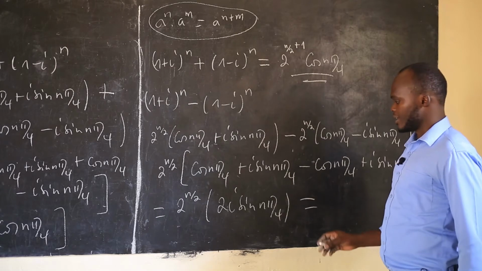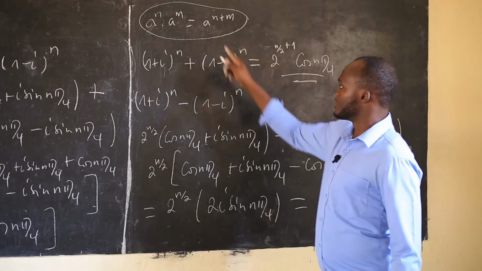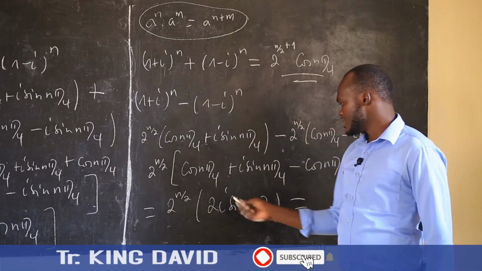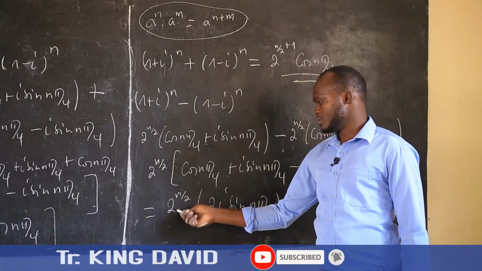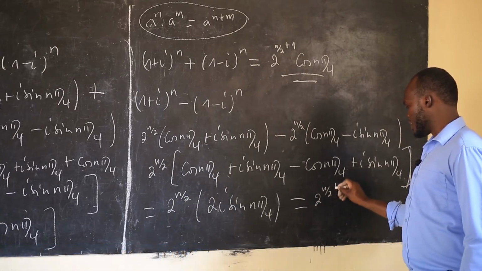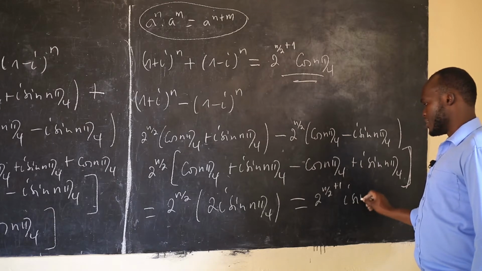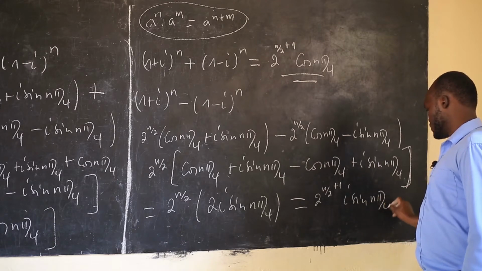The answer is, as I told you, when you have the same base, we just add powers. You write one base, then you add powers. So I have 2 power 1 here with this 2 power n over 2. The answer is 2 power n over 2 plus 1, then i sine n pi over 4.